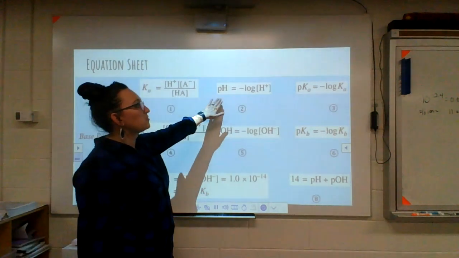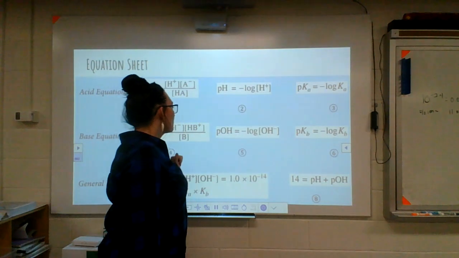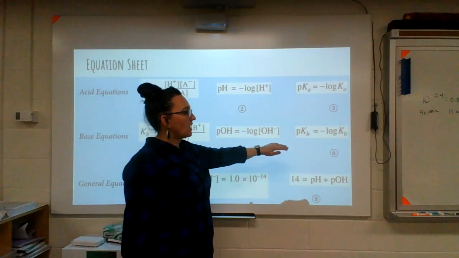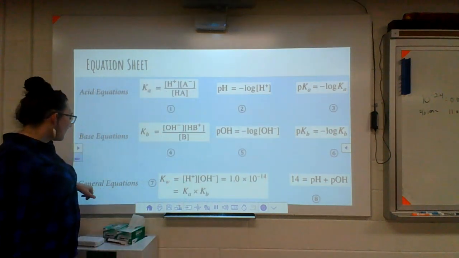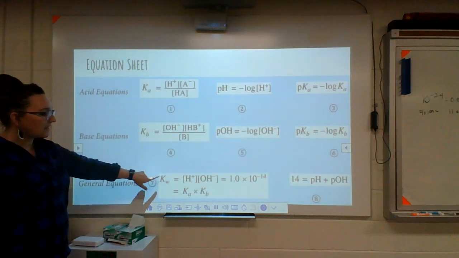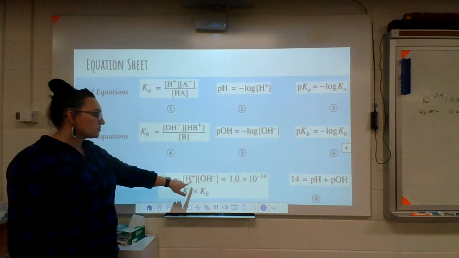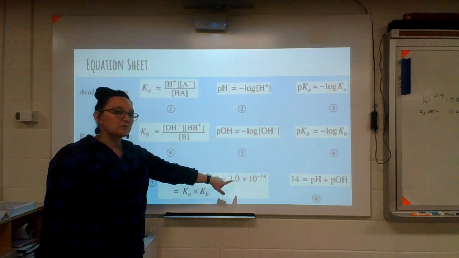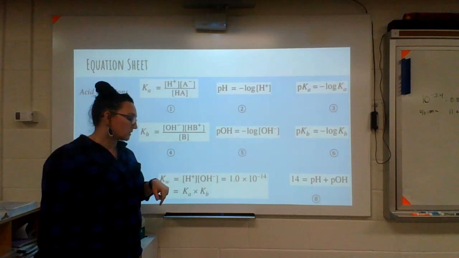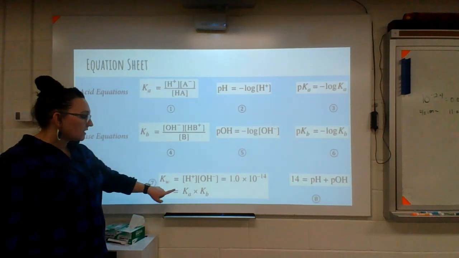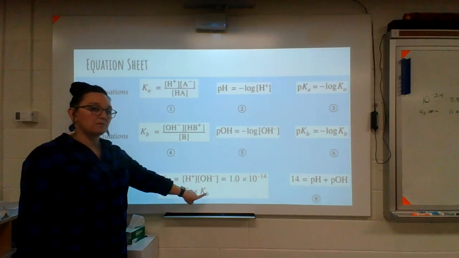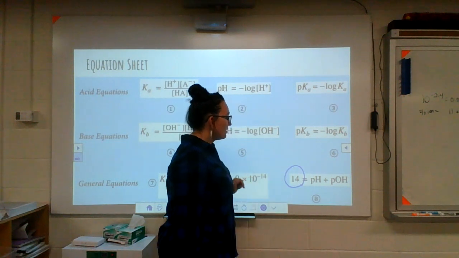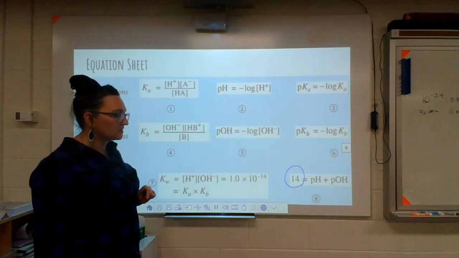So Kw is equal to the hydrogen concentration times the hydroxide concentration, which at room temperature is equal to 1 times 10 to the negative 14. Kw is also equal to Ka times Kb. And then based on room temperature again, 14 is equal to pH plus pOH. It's worth noting that the 14 is exactly 14, and so if you have to do any calculations with that, the 14 does not count toward the significant digits.